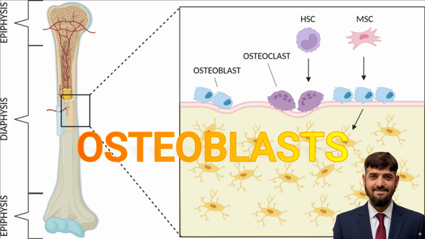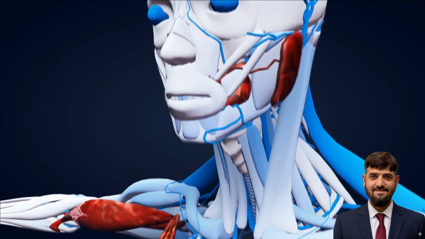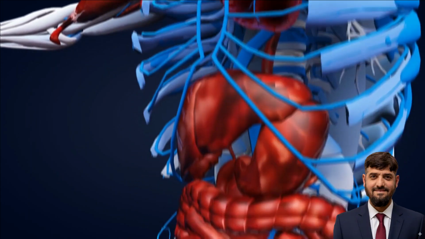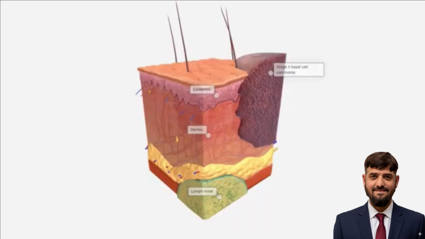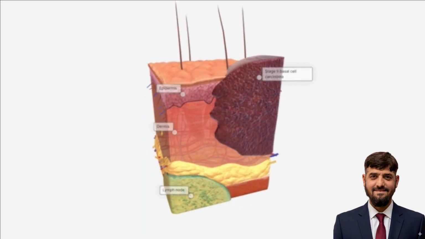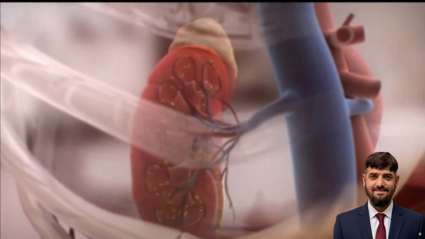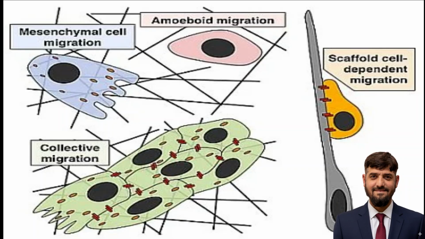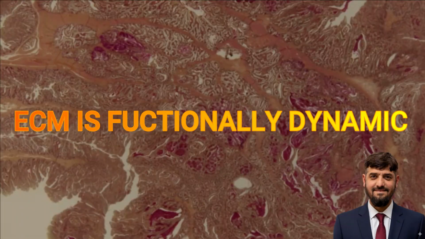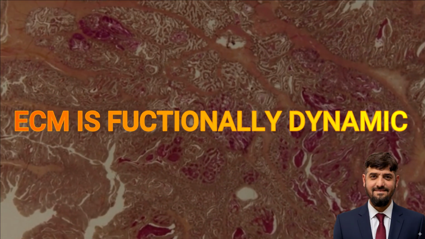The major functions of the extracellular matrix include the provision of mechanical strength to tissue such as tendon and ligament. It also gives elasticity to tissues like skin and blood vessels. It acts as a filter, for example, in the kidney glomerulus. It also allows cell adhesions, helping cell attach, migrate, and communicate. Therefore, the ECM is not merely structural, it is functionally dynamic.